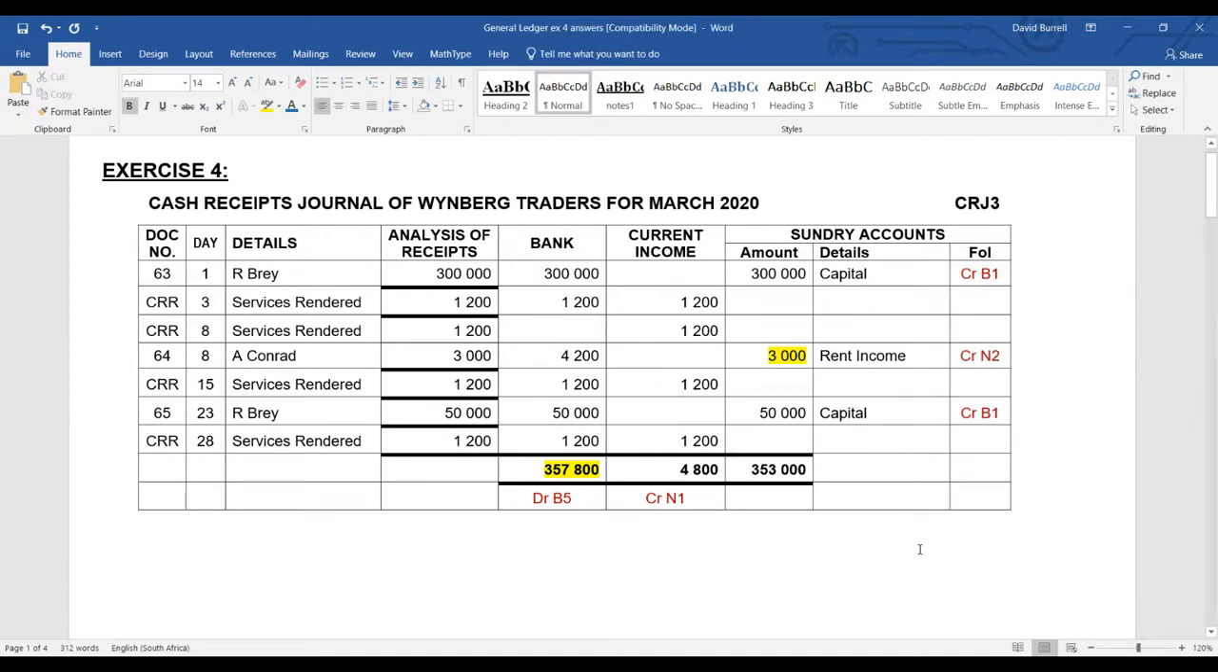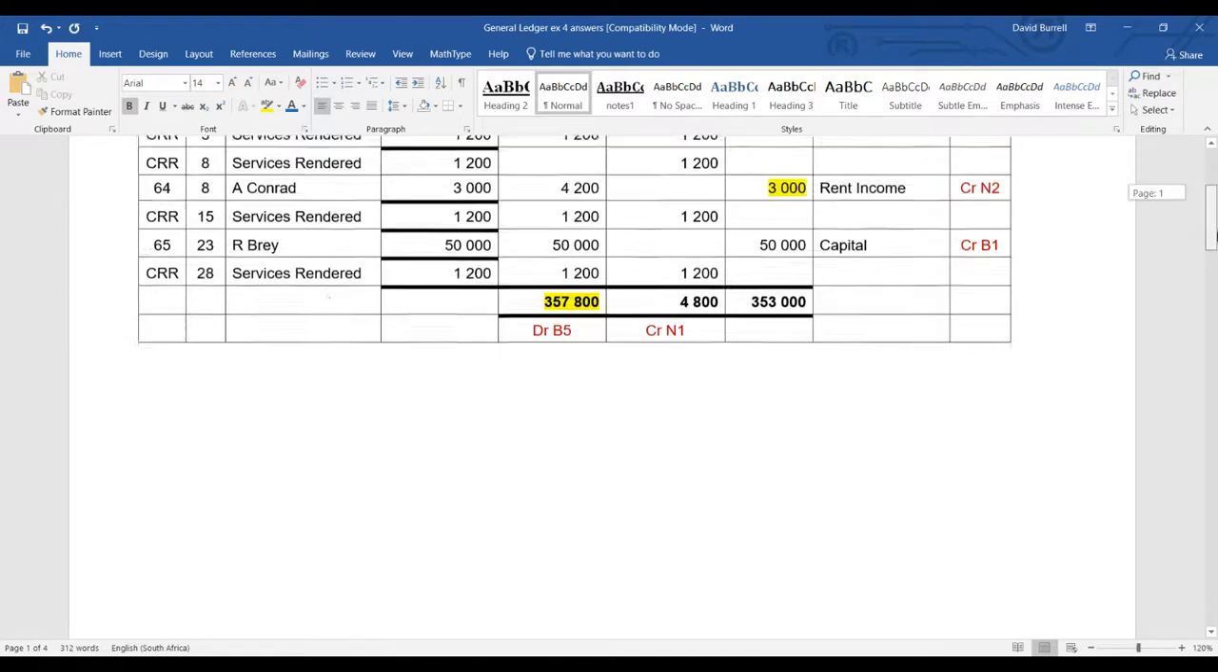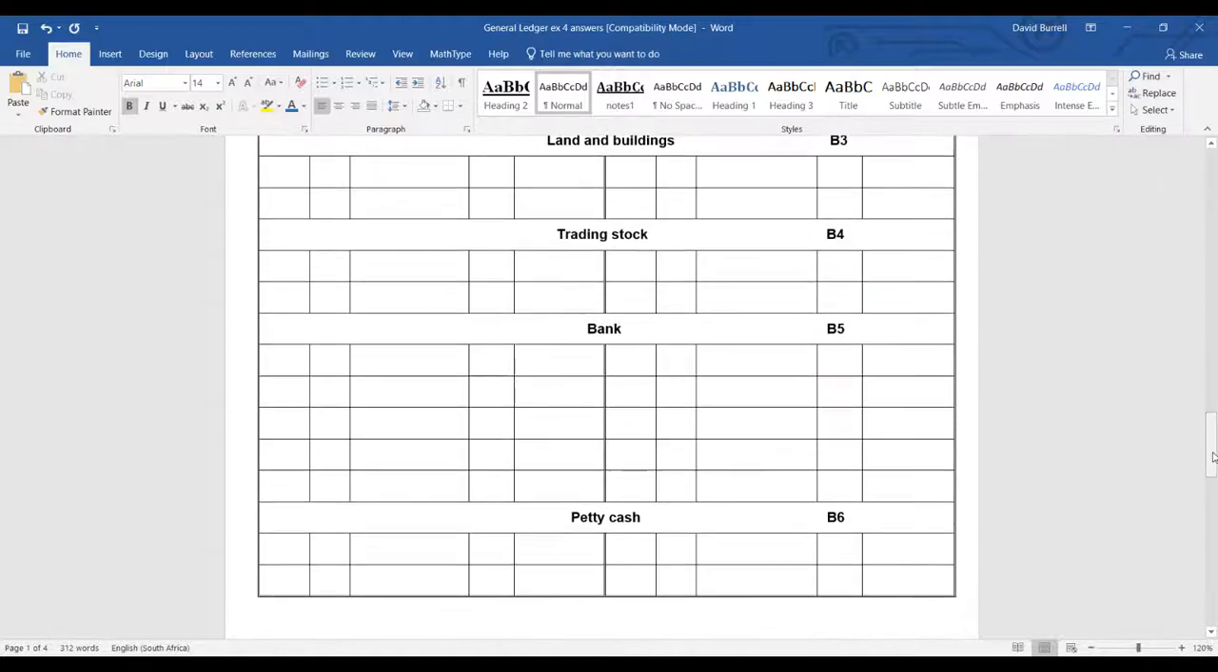I think it's better to do this than to go through the order in the general ledger, although different people have their own ideas. Okay, so this bank total of 357,800 that I highlighted there must go to the debit side of our bank account, the debit side of account B5. So I'm going down to the general ledger, my bank account, and on the debit side over there. From the cash receipts journal, it's a good idea to have your workbook open on page 60 where you can see the cash receipts journal in front of you, so that I don't keep on having to go up and down and give you motion sickness with all the rapid movement.